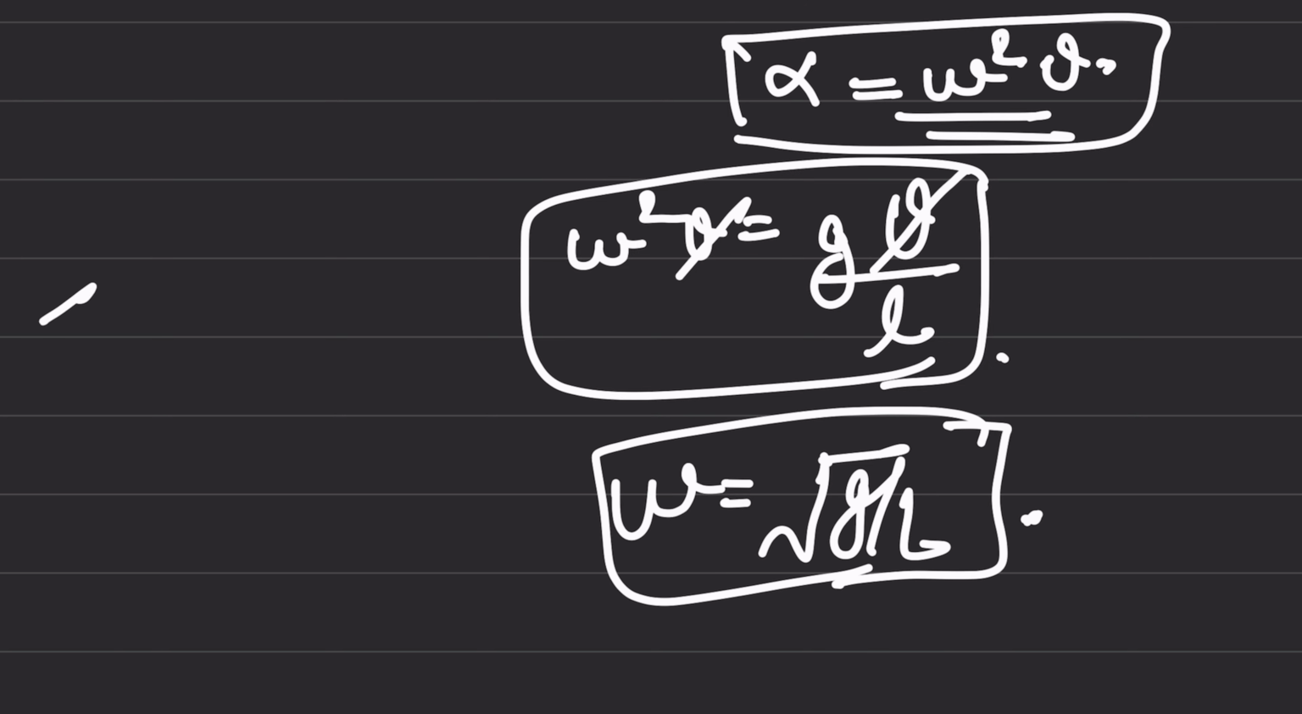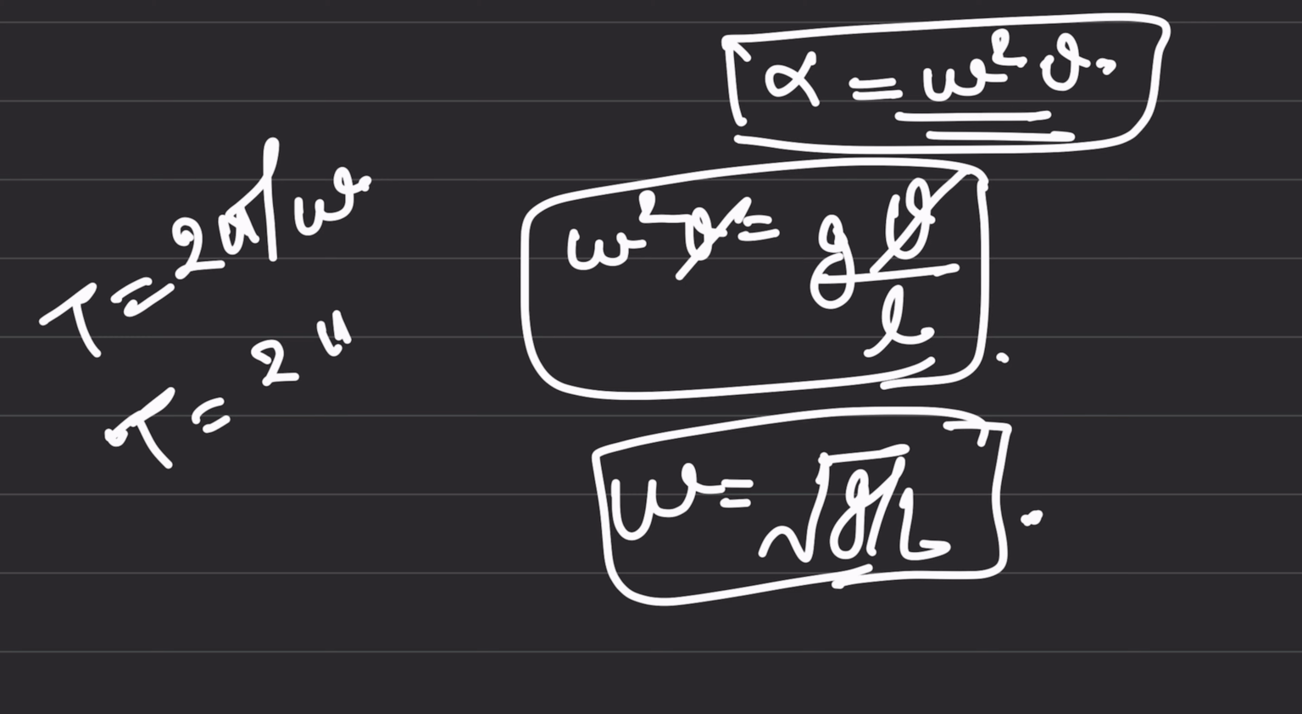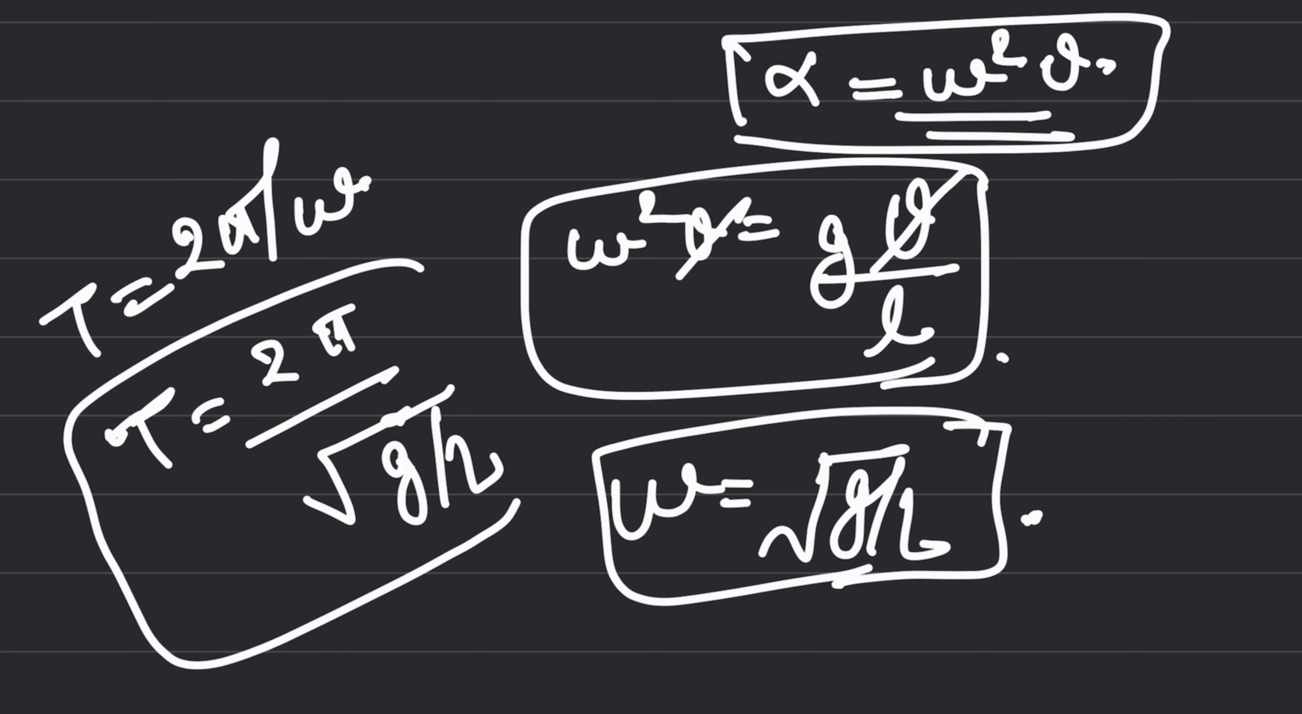And what is the time period? Time period is 2 pi by omega. So T is equal to 2 pi by under root g by l. So this is the time period. This is how we will find the time period.